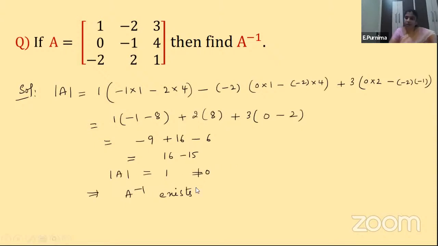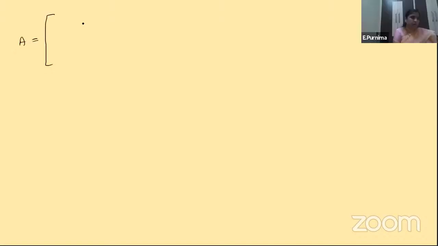Okay. So let us try to find out the A inverse. To find the A inverse, children, what is it that we need to do here? We need to find the cofactors. So let me write the matrix, children, to write the cofactors here: 1, minus 2, 3; 0, minus 1, 4; next one is minus 2, 2 and 1. These are the elements we have.